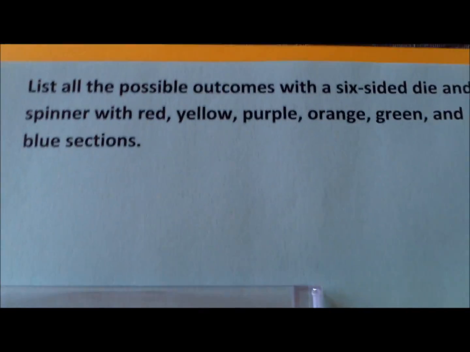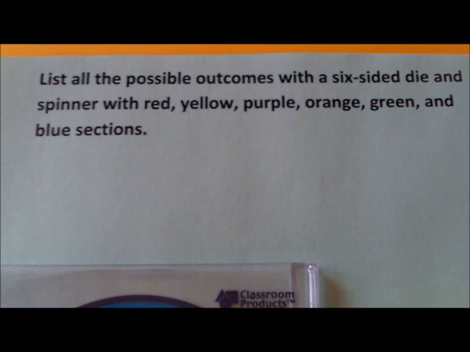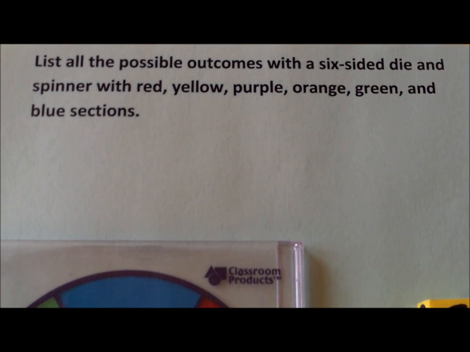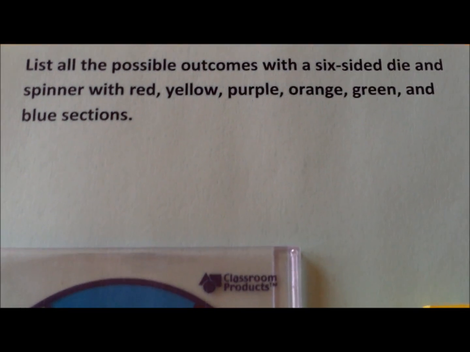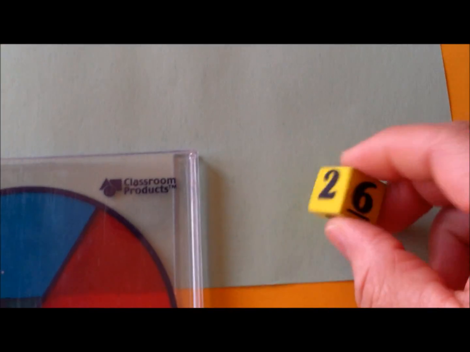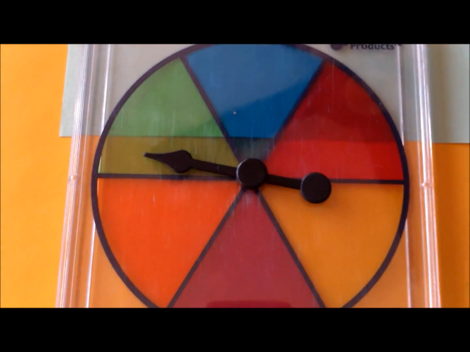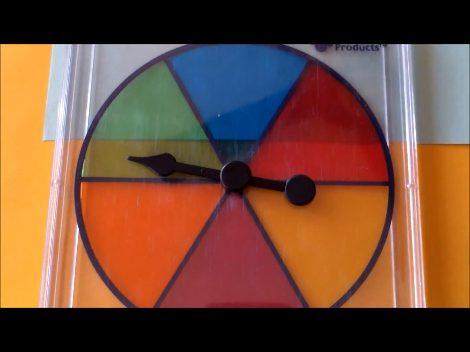Here's a question I'd like you to answer with your learning coach for class on Tuesday. List all the possible outcomes with a 6-sided die and the spinner with red, yellow, purple, orange, green, and blue sections. So 6-sided die has all the numbers 1 through 6, and then here is our 6-section spinner.